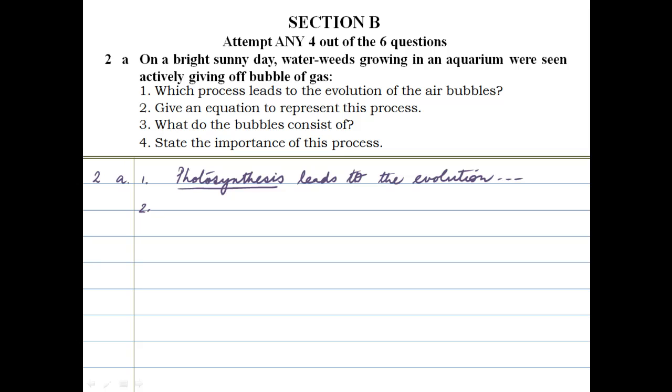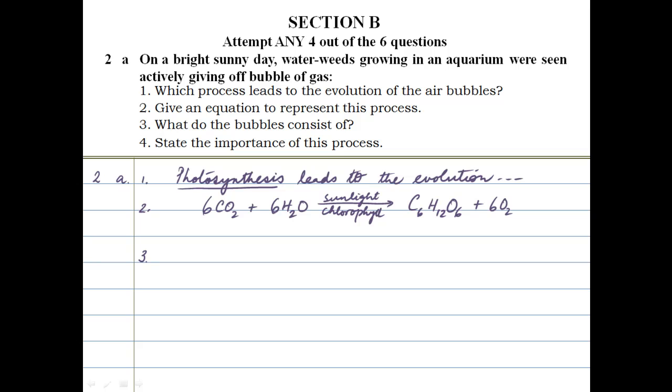Now, when you're giving an equation, very important, it should be a balanced equation. So for photosynthesis, it's 6CO2 plus 6H2O in the presence of sunlight and chlorophyll. You get glucose, which is C6H12O6, and there's a 6O2. And that's it. Complete, well-balanced equation. Okay. Move on to the third one.